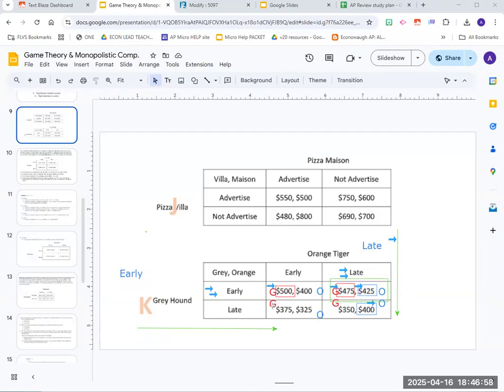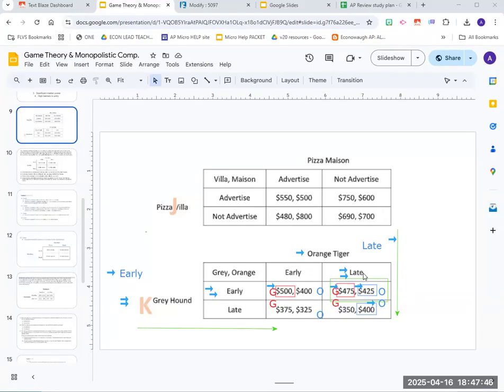Now, the complicated explanation, for some people that's complicated, okay: we know that Greyhound is going to have a dominant strategy for early. We also know that Orange Tiger has a dominant strategy for late. So because we know that Greyhound has a dominant strategy for early, we know they're going to choose early. And that means that when they choose early, Orange Tiger is choosing late. Now, in this situation, we have two dominant strategies, which is not fully common. You don't always have this kind of example. Oftentimes you have one dominant strategy and then one that doesn't have a dominant strategy. But this just shows you that example of what that would look like.